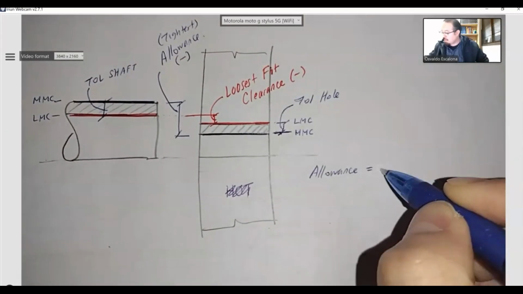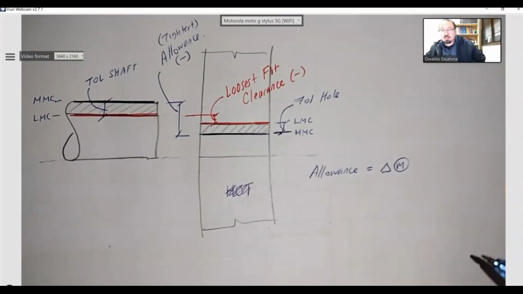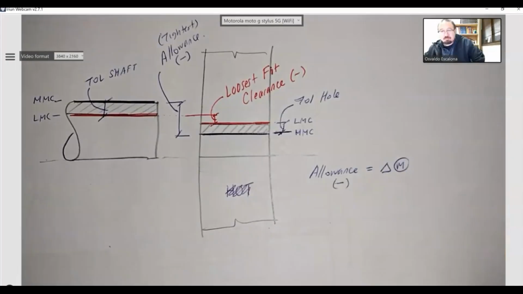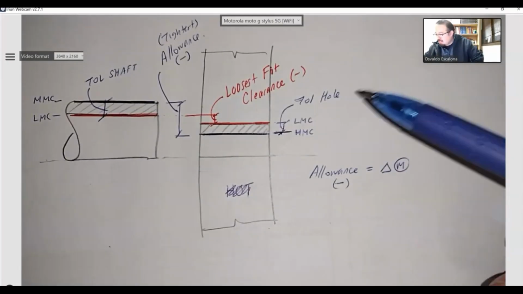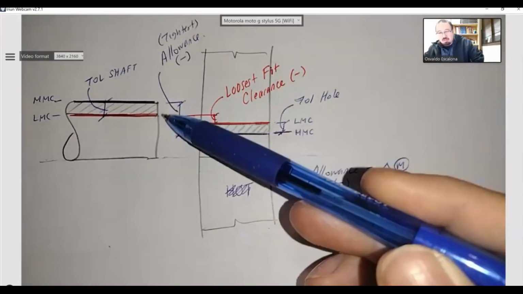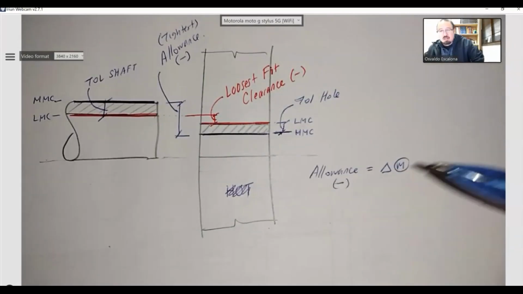by taking the change in the MMCs. Remember, because it's the tightest condition, it's when I have the biggest shaft and the smallest hole. Subtract one minus the other. Remember that your allowance will have to be negative, right? Because you cannot do it, right? It's kind of like saying, I want to take away one, and from one, I'm going to take away two. Well, I will always get a negative number, right?